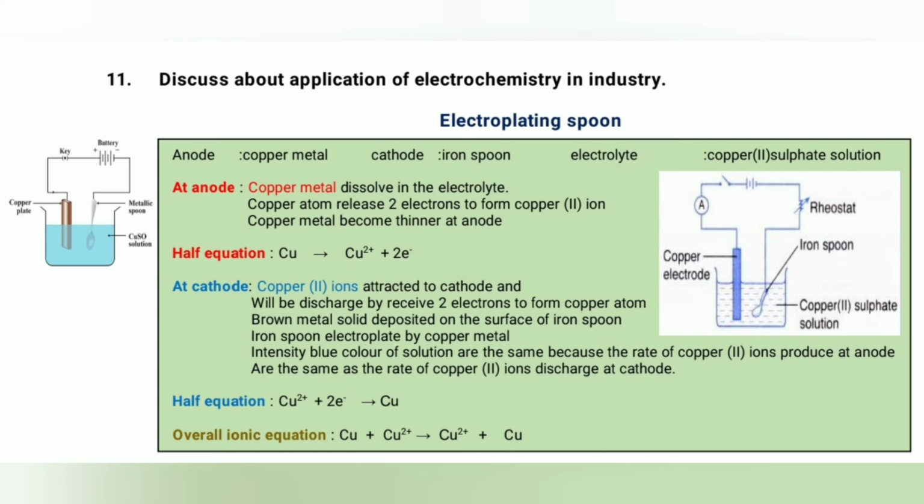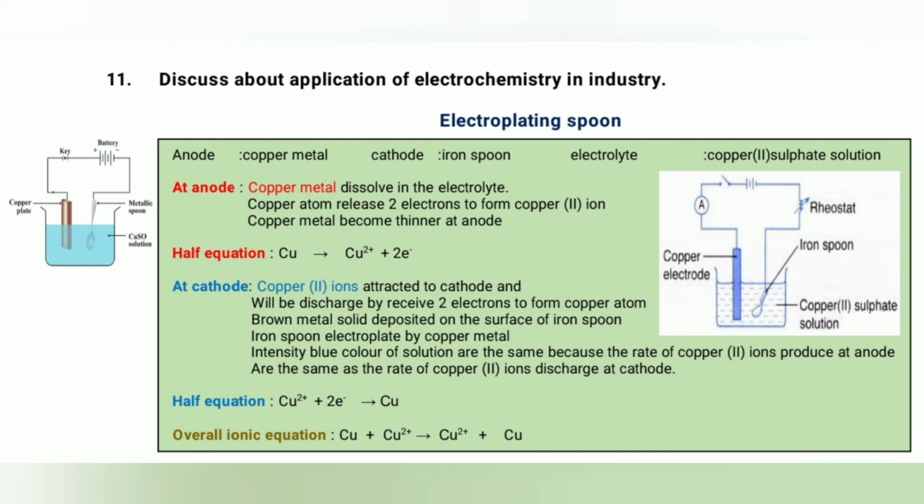To electroplate an object with a metal, the object to be plated must become the cathode. The anode would be the pure plating metal. The electrolyte should contain ions of the plating metal.